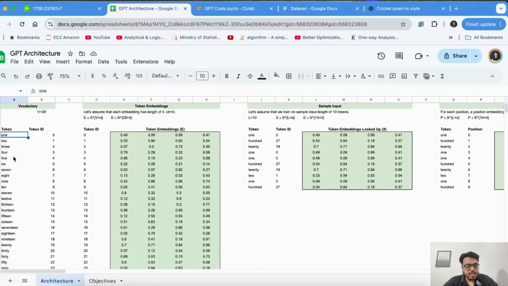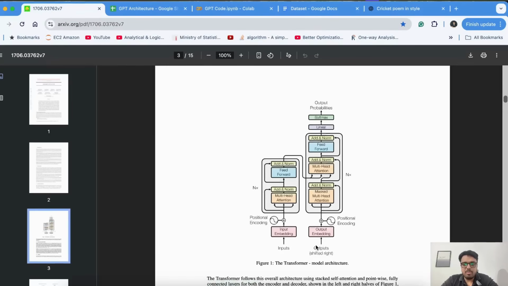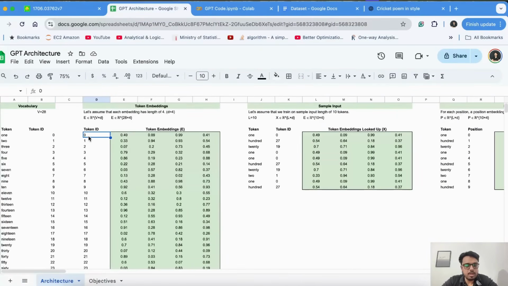Okay. Now each token is assigned a token ID. So for example, 1 is assigned an ID of 0, so on and so forth. Now we want to understand what input embeddings and positional encoding are. So each token ID is now represented as an embedding of length 4. You can see that token ID 0 is represented by this embedding, which is of length 4. Token ID 2 is represented by an embedding which is also of length 4.